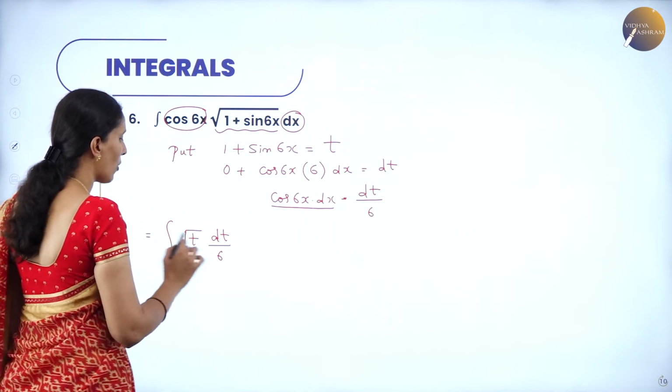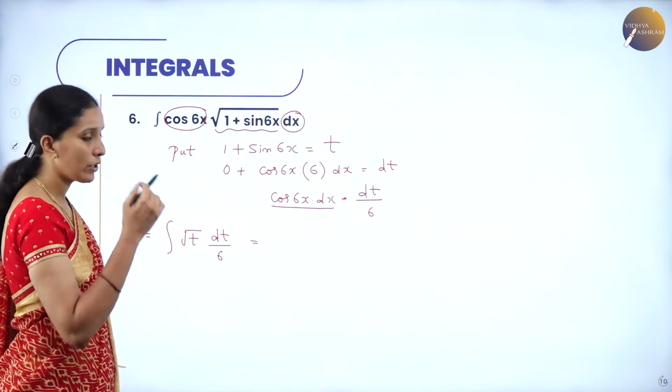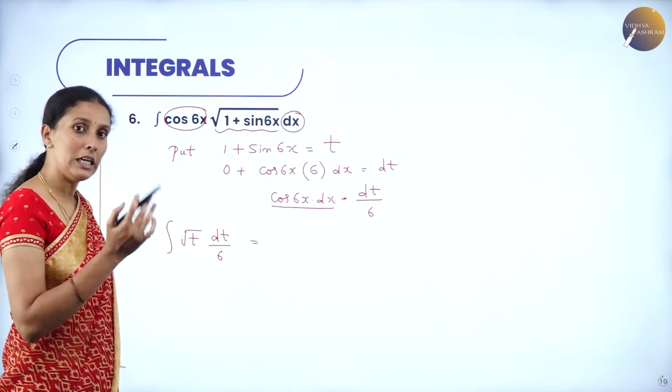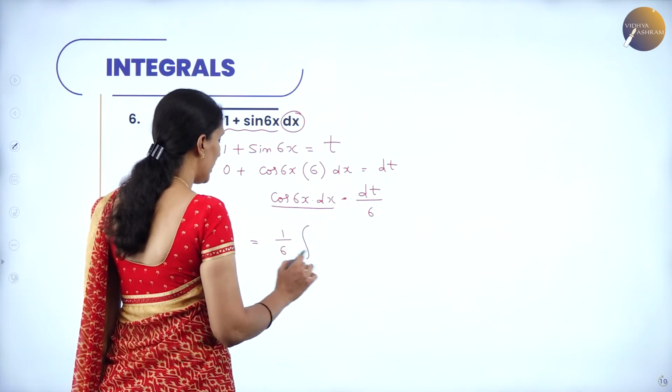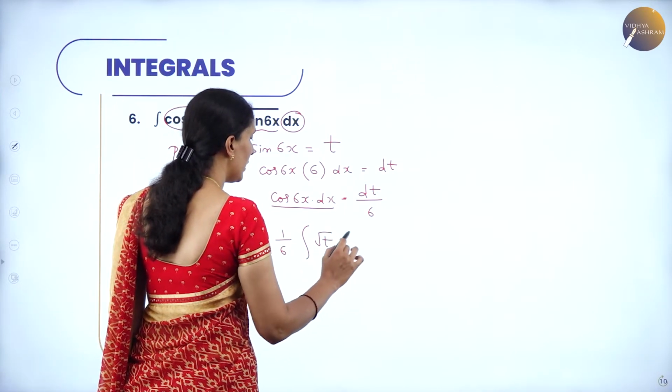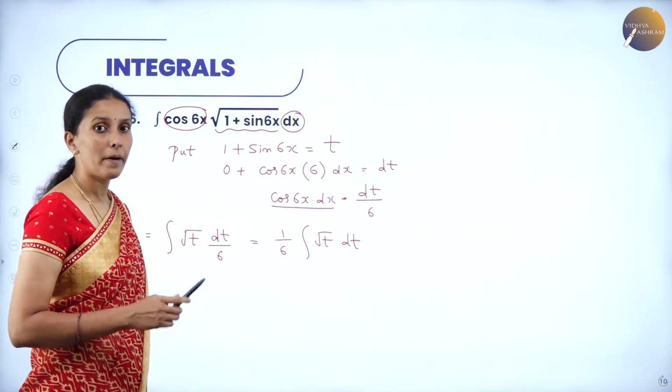Take 6 outside because it is a constant. We know from the property of the integrals, whenever you have a constant inside the integral, take it out of the integral. So it is 1 by 6 integral of root t dt. So root t is nothing but t to the power half.